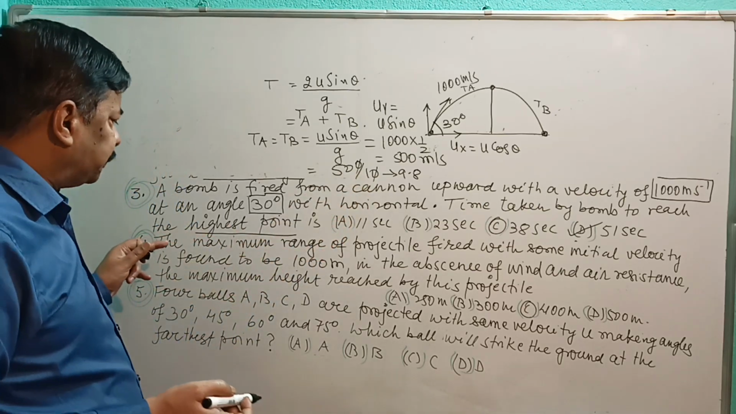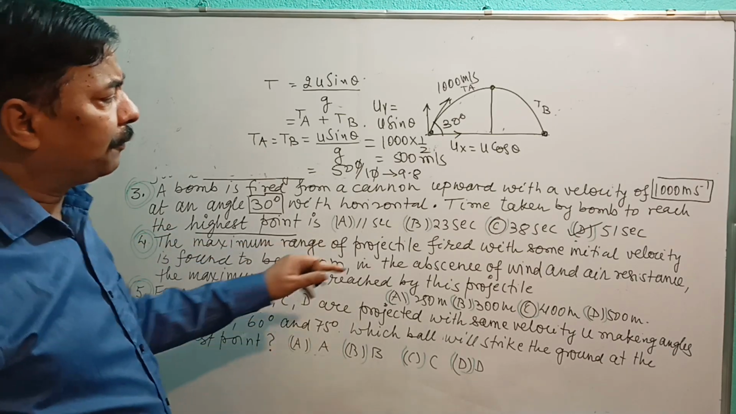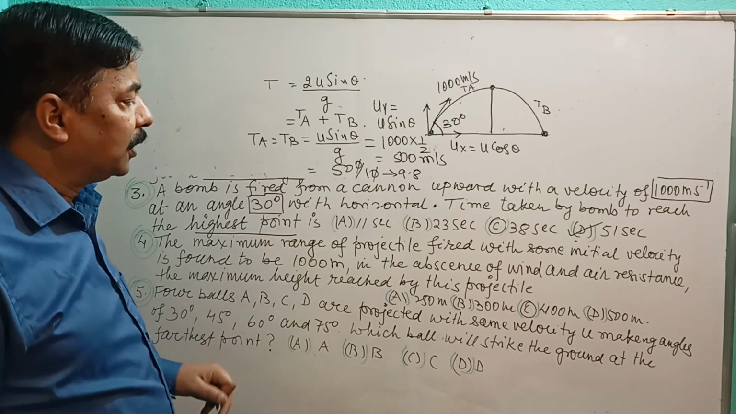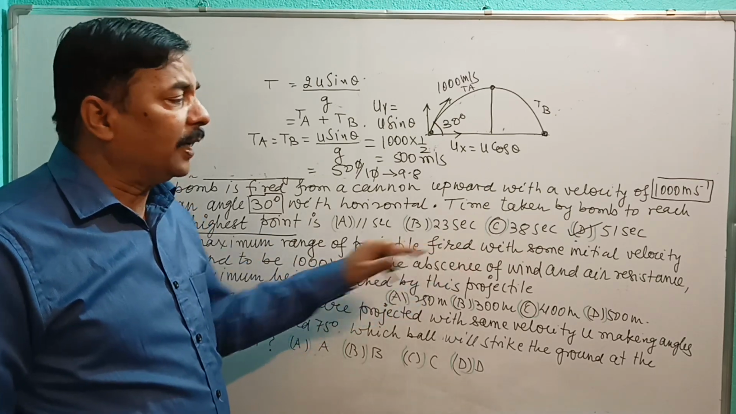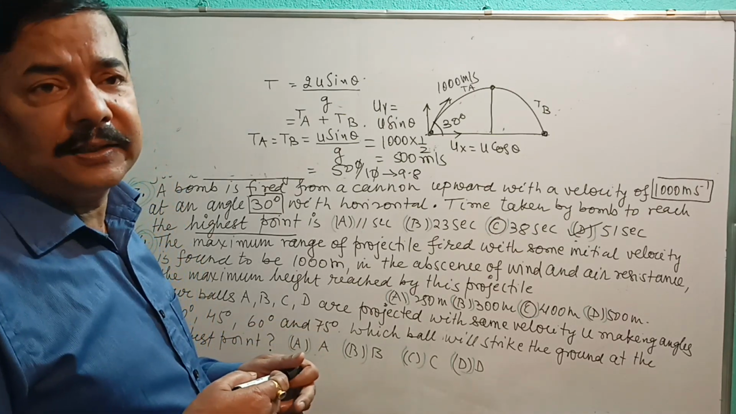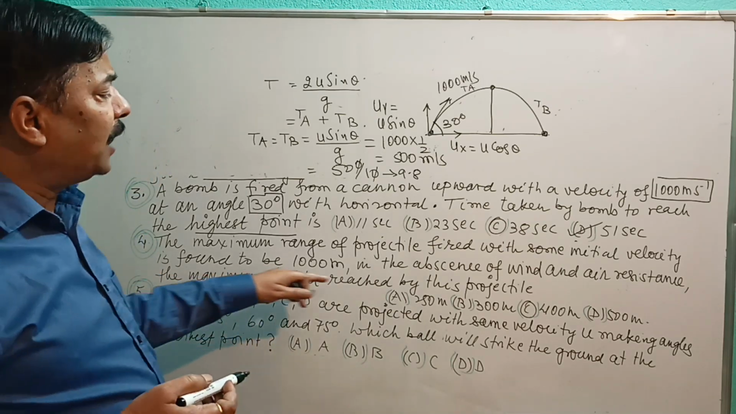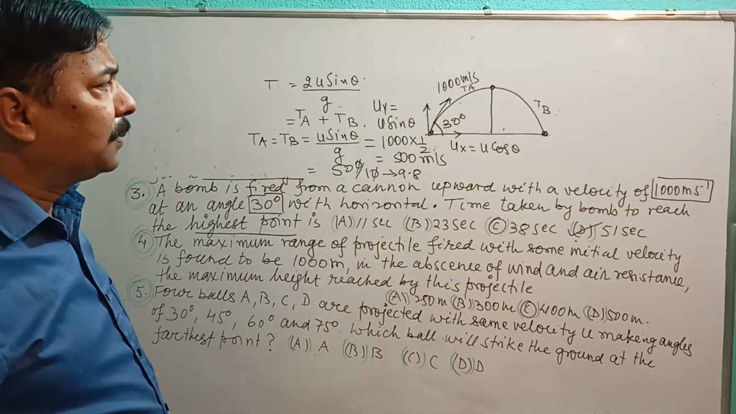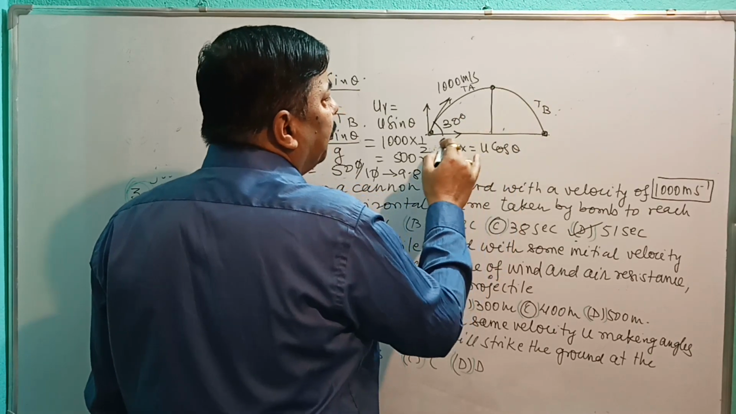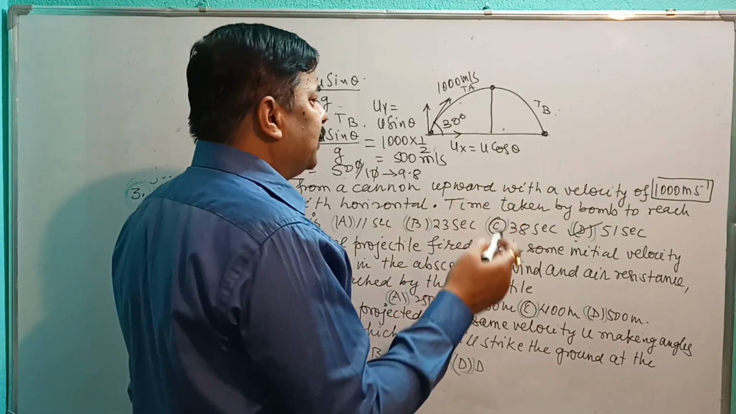Now come to the next question, that is, the maximum range of a projectile fired with some initial velocity is found to be 1000 meter in the absence of wind and air resistance. In most of the cases while discussing the projectile, we ignore the air resistance, we ignore the wind, and then the maximum height attained by the projectile. Now maximum height is not this height. Maximum height will be, if we are getting the range, then what is the range maximum?